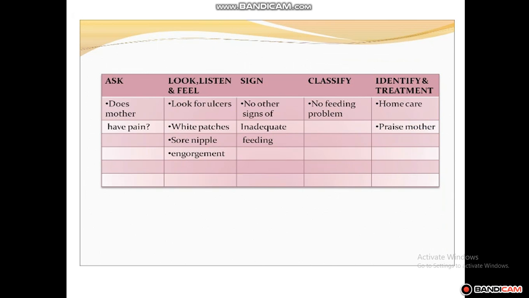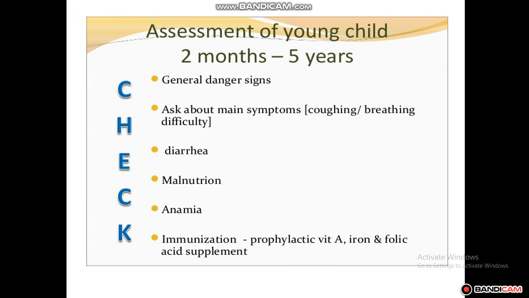Does the mother have pain? Suppose the good attachment is not there, or there are cracks in the nipple or sore nipple, engorgement, white patches on the nipple, then inadequate feeding will happen. So in those cases also formula feeding has to be given, and motivate the mother to give breastfeeding, and measures have to be taken to manage the engorgement and sore nipple. So this is about 0 to 2 months.